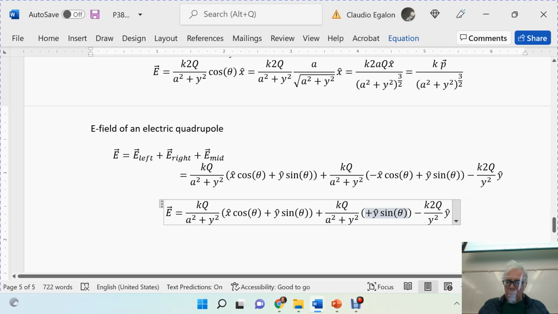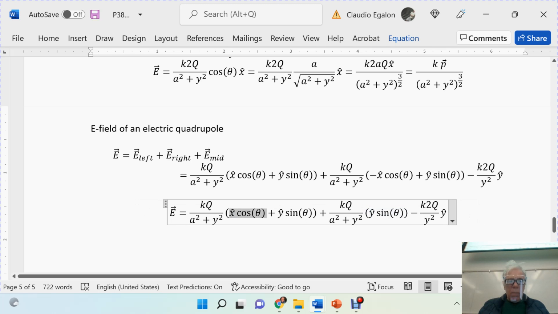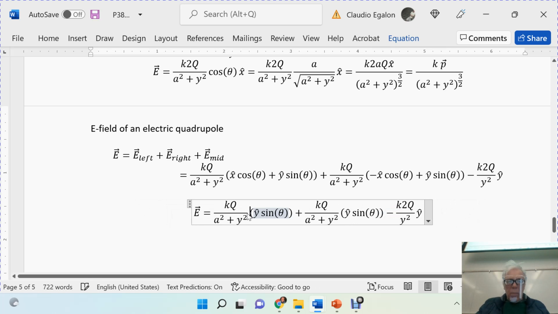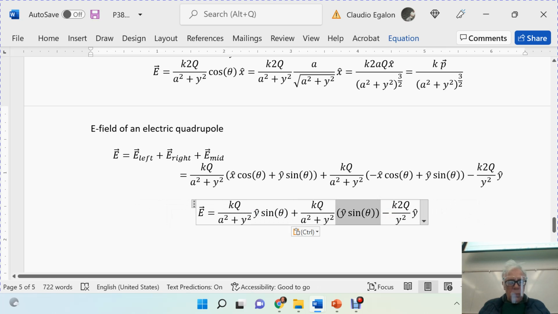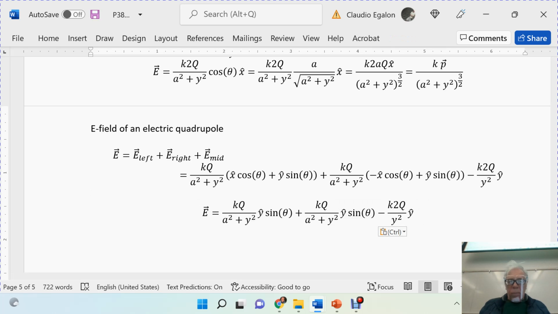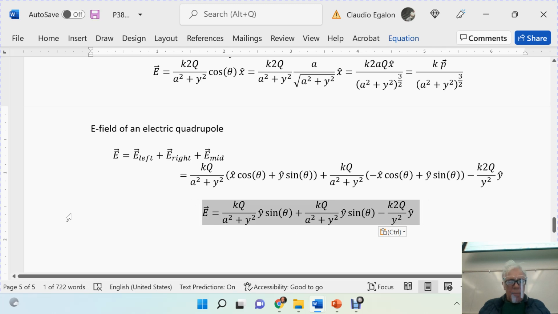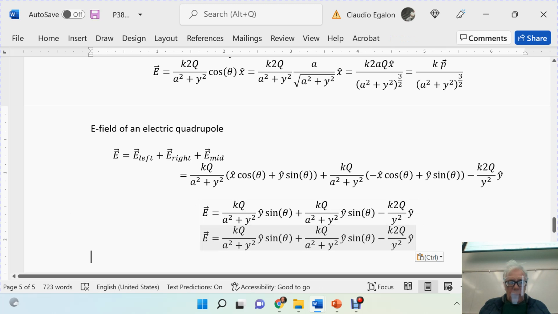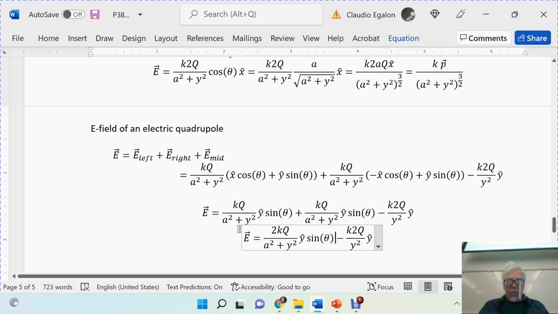So, right? And you're going to have only a y component. I'm going to make it look nice. Next step is going to be twice that, because those two components are exactly the same.